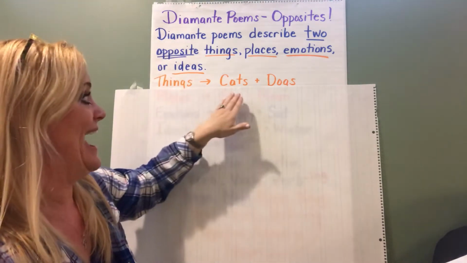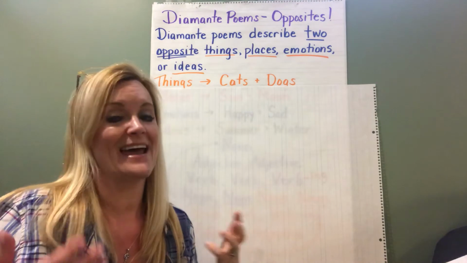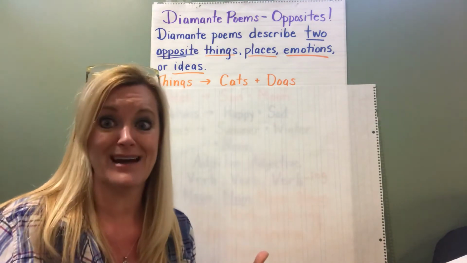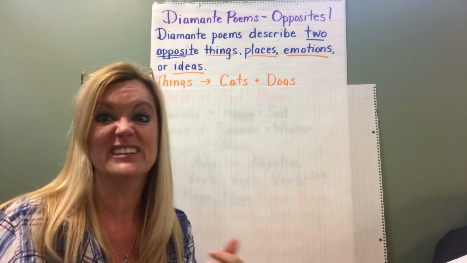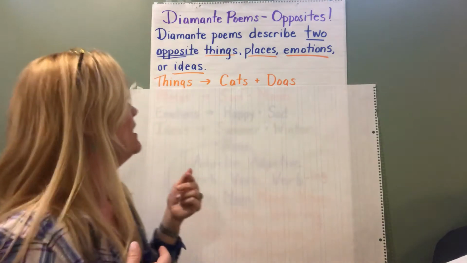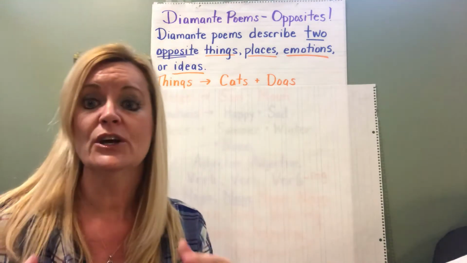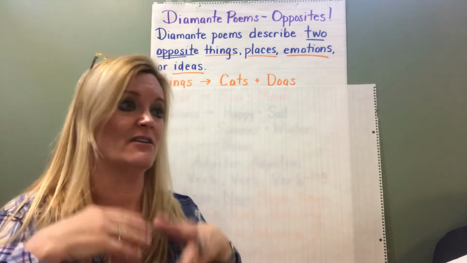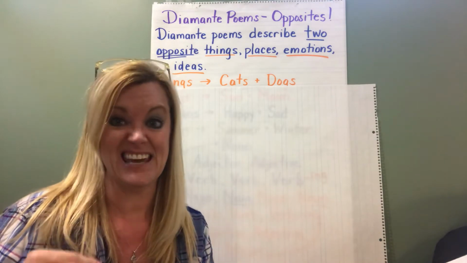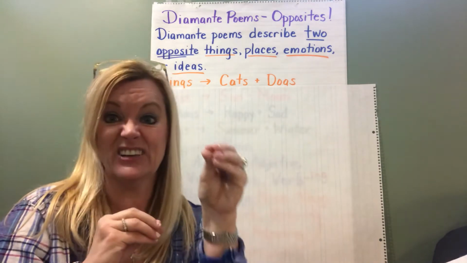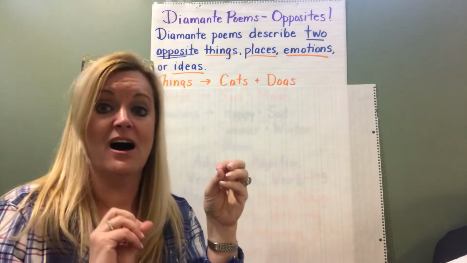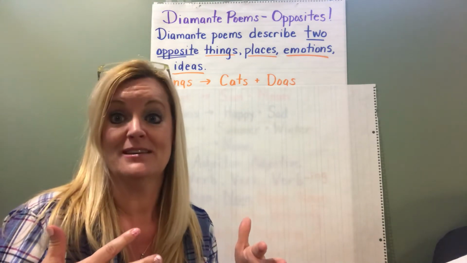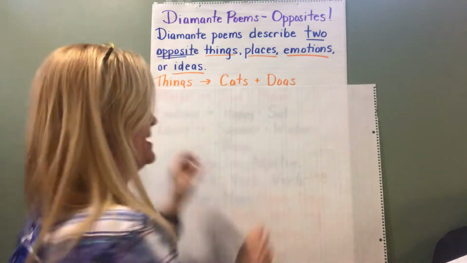So the first thing I had for things is cats and dogs. And I have an example poem for you, a Diamante about cats and dogs. Whenever you think about opposites, cats and dogs is a really good example. You could think of hot and cold. You could think of a mountaintop or a valley. You could think of all different kinds of opposite things. You could think about a little kitten and a tiger, a little guppy versus a shark. Any two kinds of opposite things you can write a Diamante about.